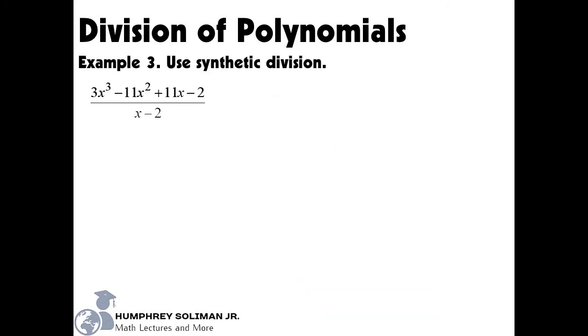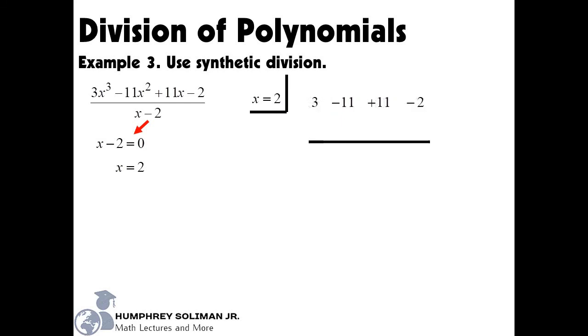Example number 3. The quantity 3x cubed minus 11x squared plus 11x minus 2, divided by the quantity x minus 2. Here, we need to equate the denominator to 0 and get the value of x, which is equal to 2. After that, we need to copy the numerical coefficients of our numerator. 3, negative 11, 11, and negative 2.